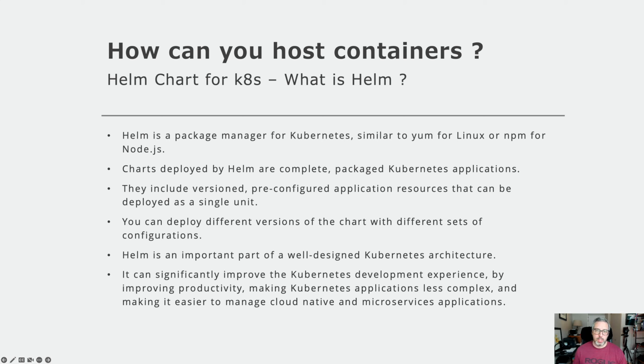then the Helm chart will simply take those values and apply the right configuration set you need for your deployment. Helm is an important part of a well-designed Kubernetes architecture. It can significantly improve the Kubernetes deployment experience by improving productivity, making Kubernetes applications less complex, and making it easier to manage cloud-native and microservice applications.